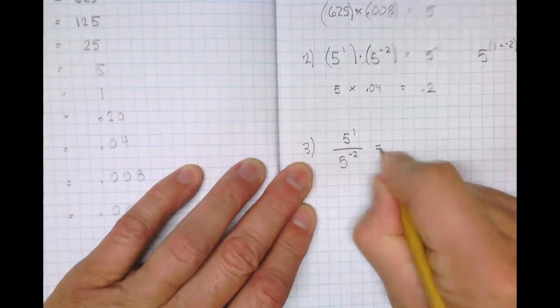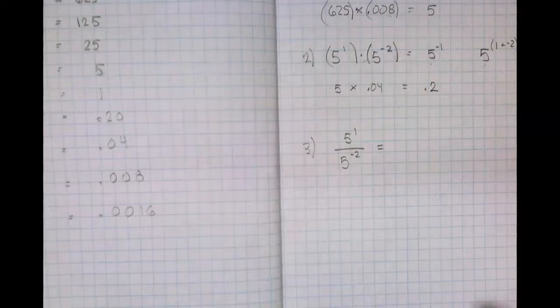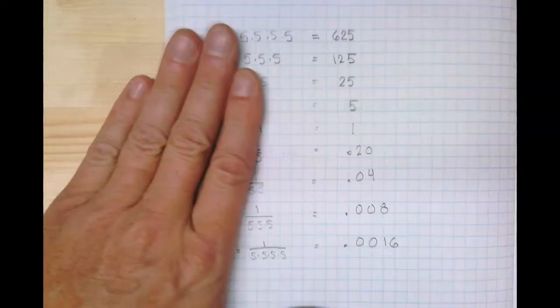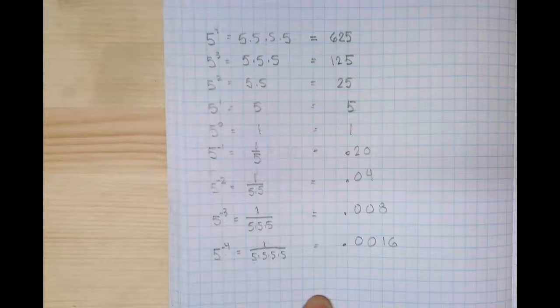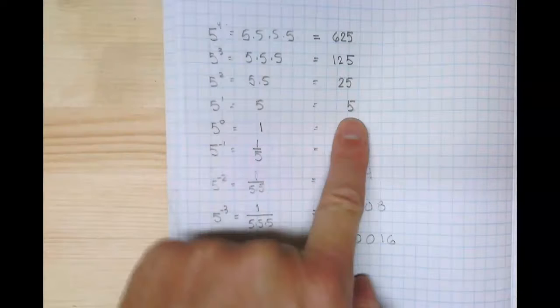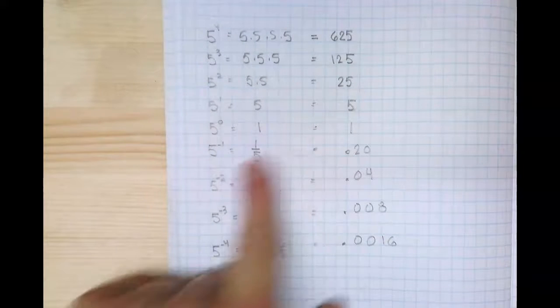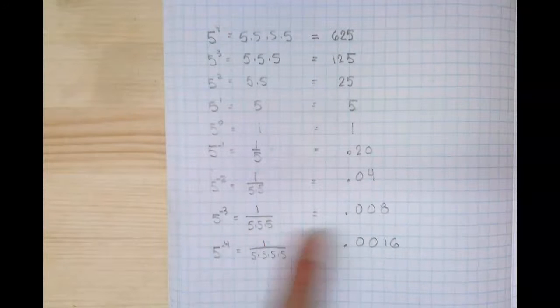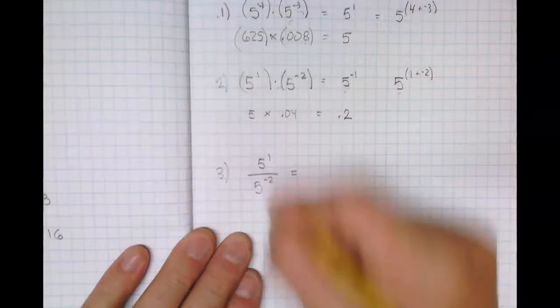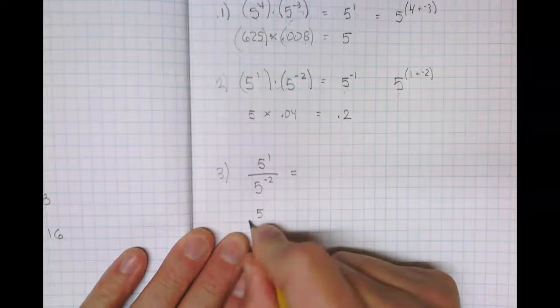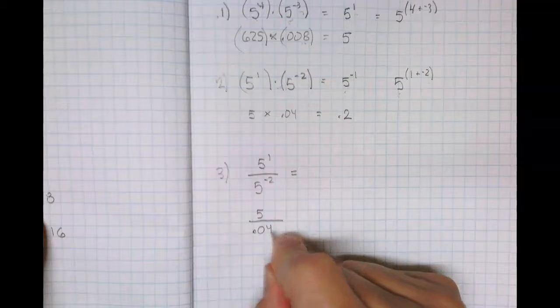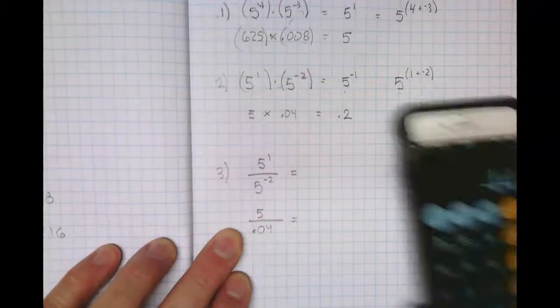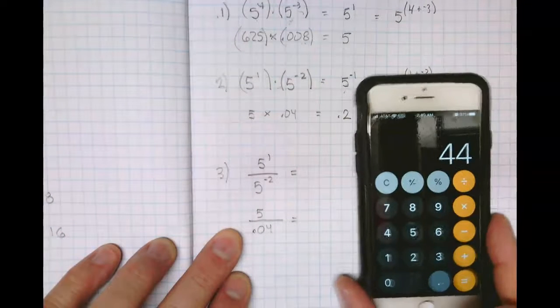And what will that look like? And again, I want to go back to these answers here to do the math on a calculator to make sense of what's going on. So 5 to the power of 1 is 5, and 5 to the power of minus 2 is 0.04. So this equals 5 to the power of 1, which was 5, and I'm dividing it by 5 to the power of minus 2, which is 0.04. And this is a division problem. So when I go do that on my calculator, what I'm doing is 5 divided by 0.04.